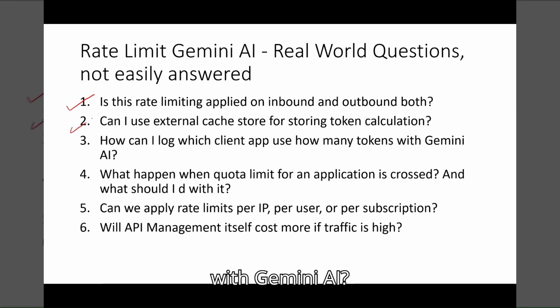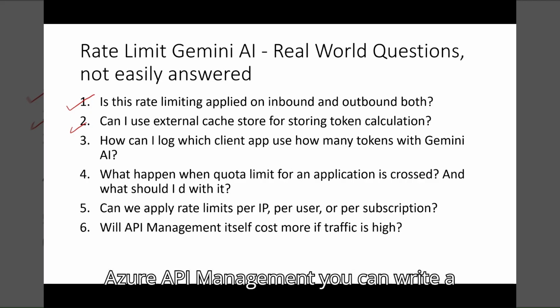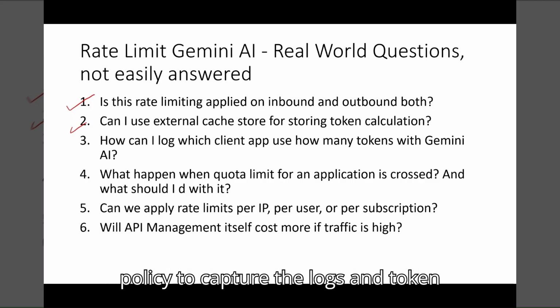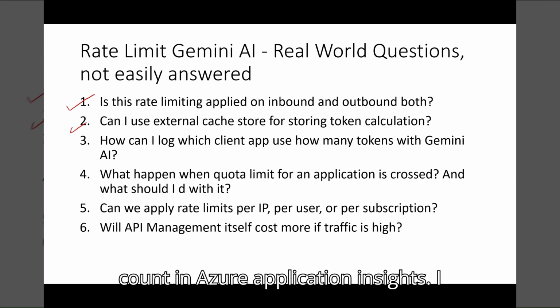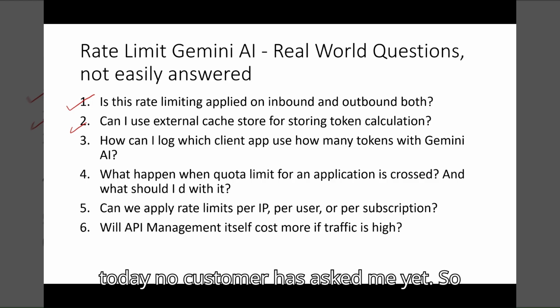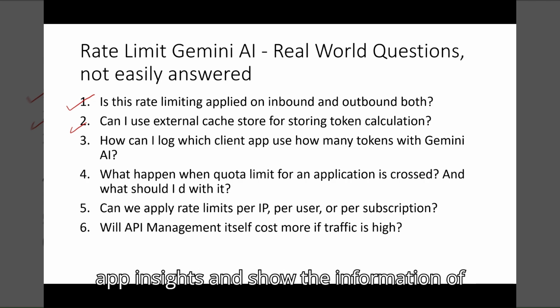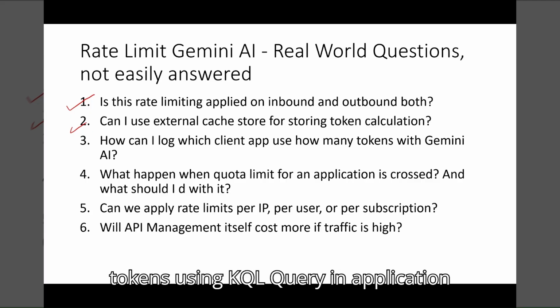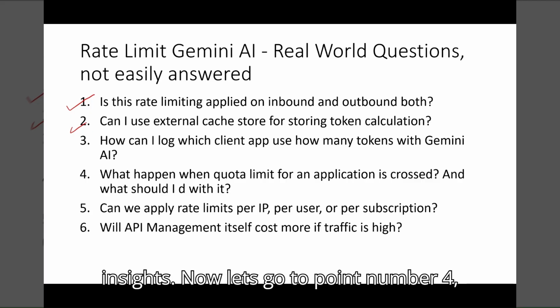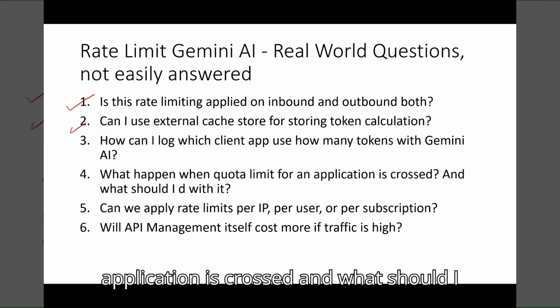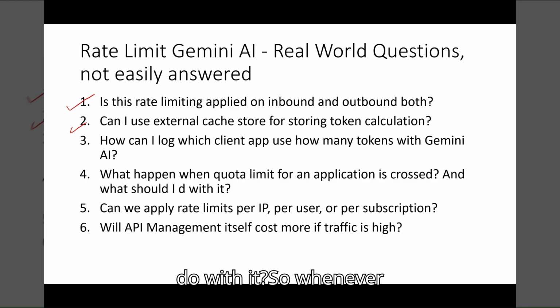Point number three, how can I log which client app uses how many tokens with Gemini AI? In my opinion, this is not Gemini AI but API management functionality. On Azure API management, you can write a policy to capture the logs and token count in Azure Application Insights. I have really not tried this, and as of today no customer has asked me yet, so as of now I'm not doing it. But I think it should be easy to log to App Insights and show the token information using a KQL query in Application Insights.